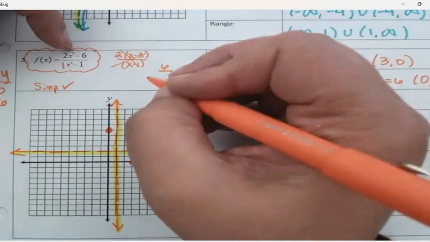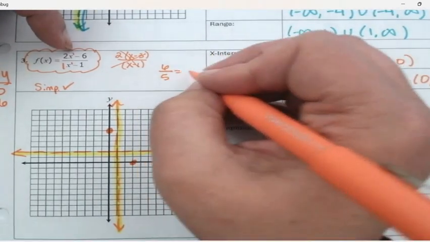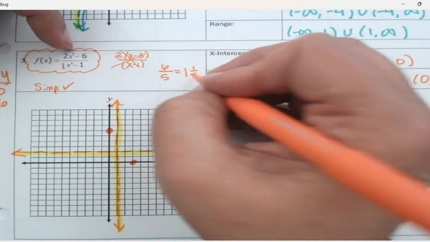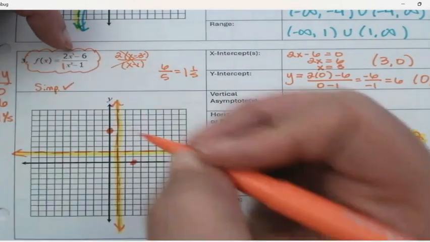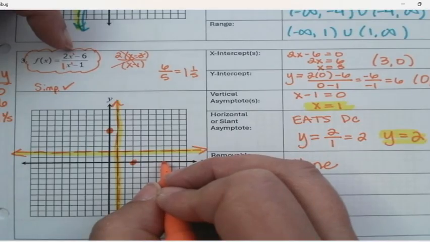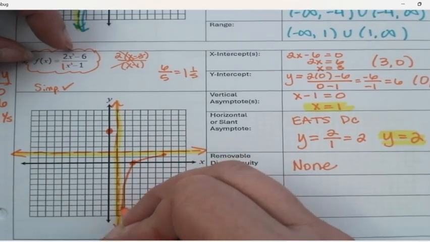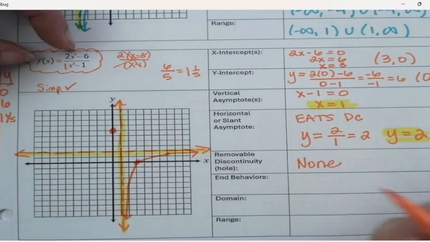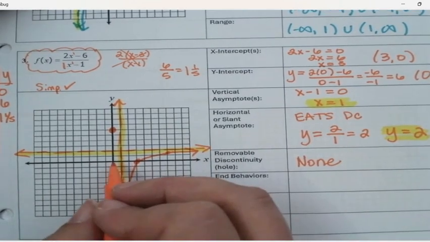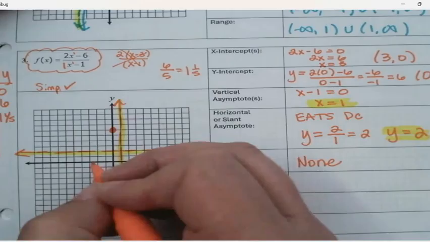So 2 times 6 would be 12 minus 6 would be 6, over 6 minus 1 is 5. 6 over 5 is 1 and 1/5. So over 6, 1, 2, 3, 4, 5, 6, up 1 and 1/5, right there. So I can see it's going to come across and around like this. Back here, I don't know.